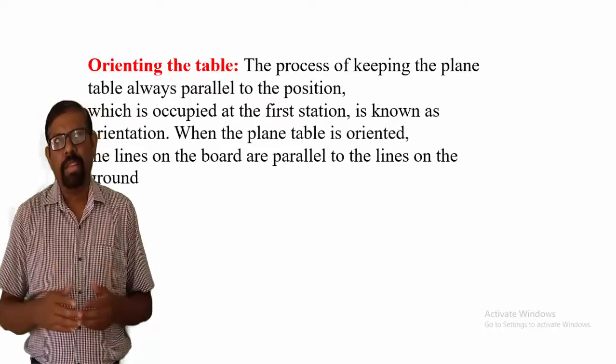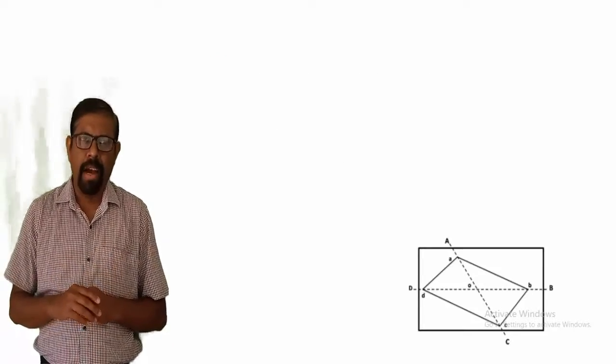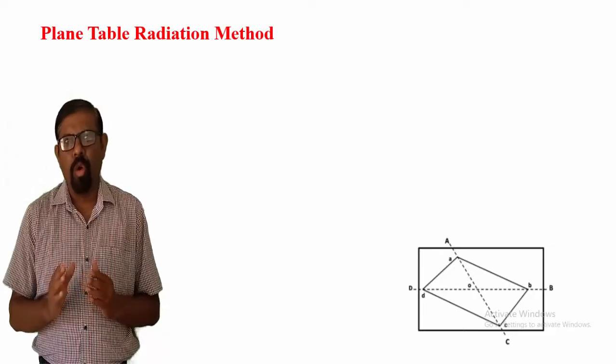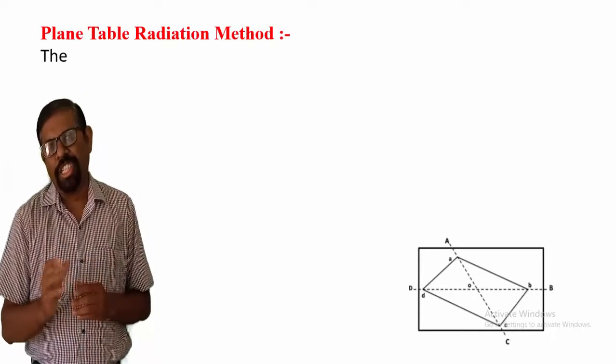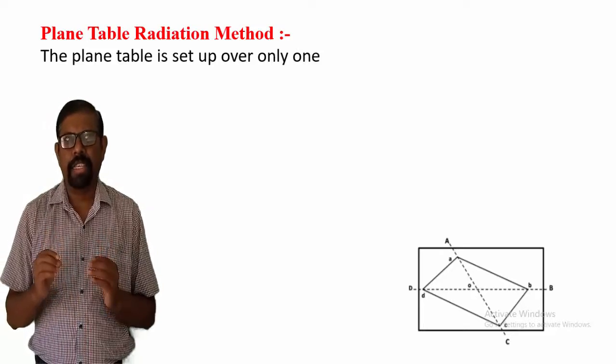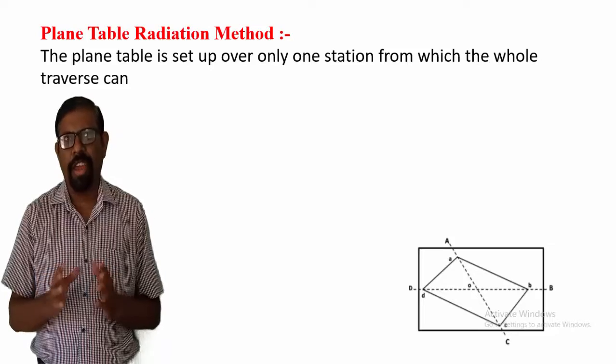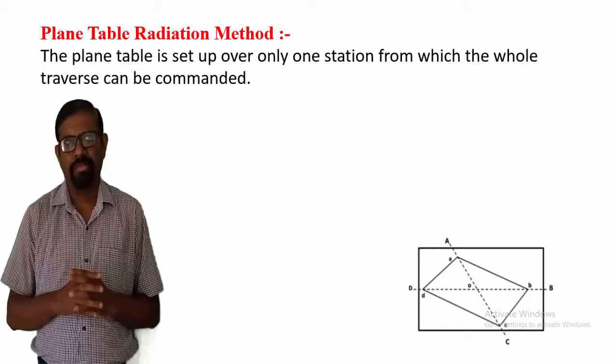Now, the plane table radiation method. The plane table is set up over only one station from which the whole traverse can be commanded. It is suitable for survey of small areas.